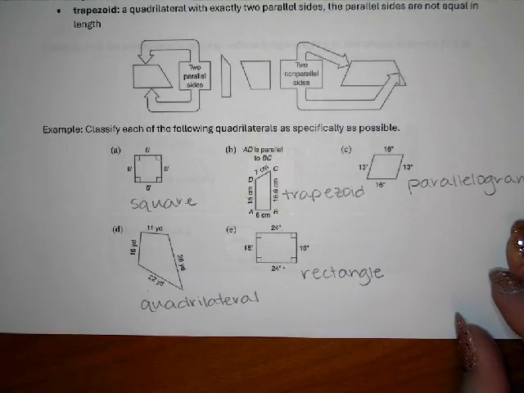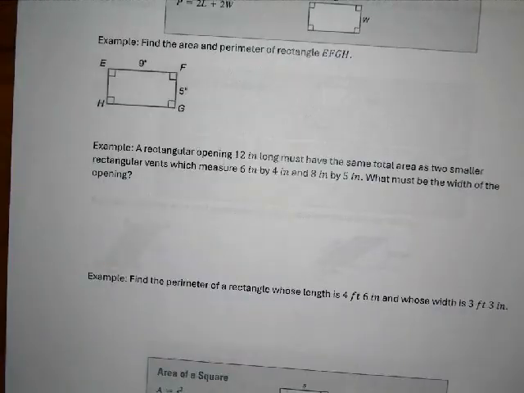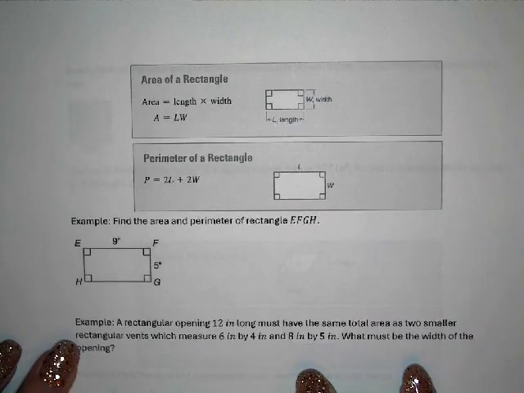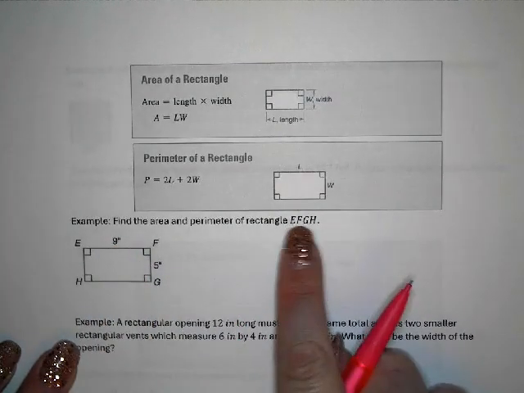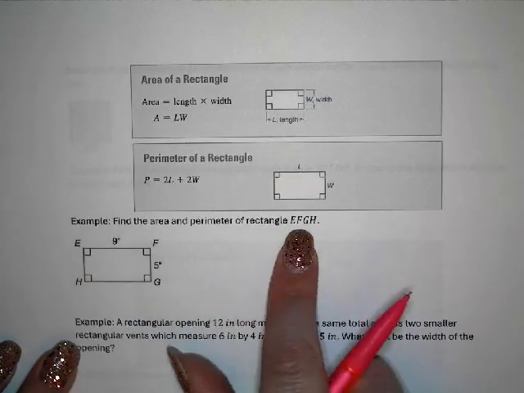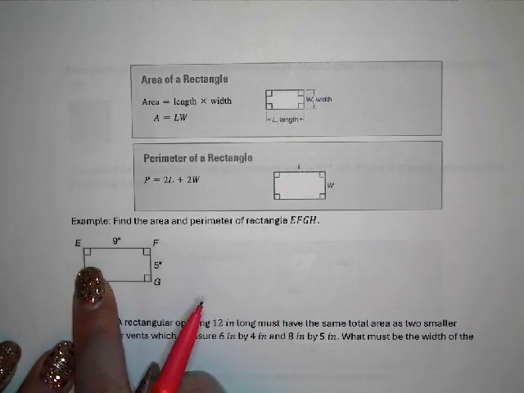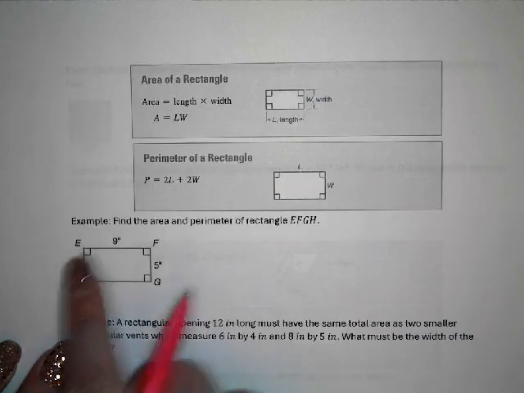All right. On the next page, we have the area and perimeter of a rectangle. So we're going to find the area and the perimeter of rectangle EFGH. So just like I talked about on the previous page, you can be more specific here. We can call this rectangle EFGH, or I could call it polygon EFGH, or I could call it parallelogram EFGH. All of those would be right.